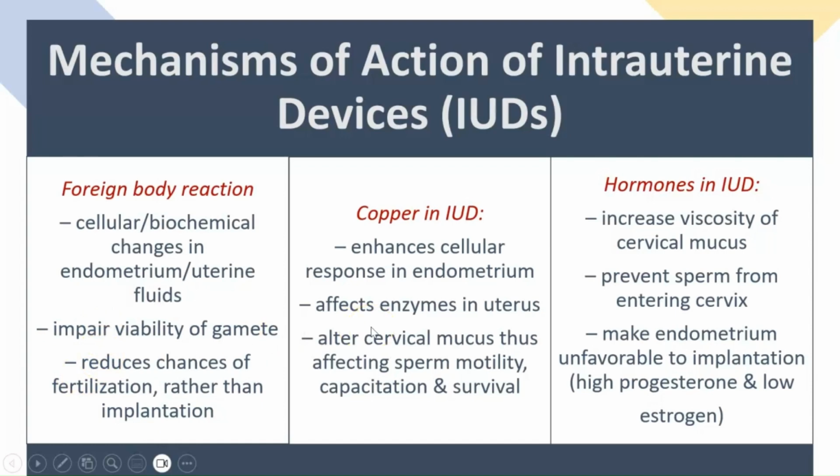If copper is added to the IUDs, what action does it take? It enhances the cellular response in the endometrium. It also affects the enzymes in the uterus. It alters the cervical mucus, which affects sperm motility, capacitation and survival. Addition of hormones in the IUD increases the viscosity of cervical mucus. It prevents the sperm from entering the cervix and thus makes the endometrium unfavorable to implantation, having high progesterone and low estrogen.